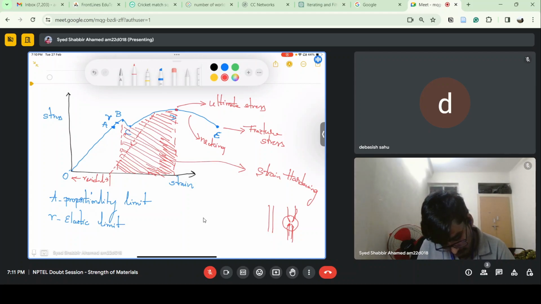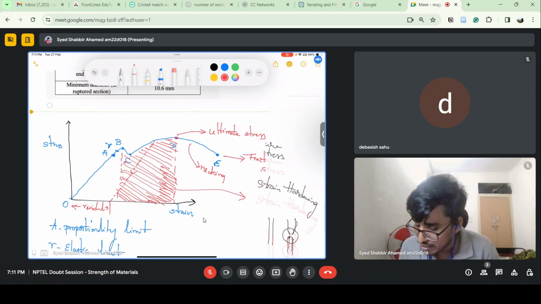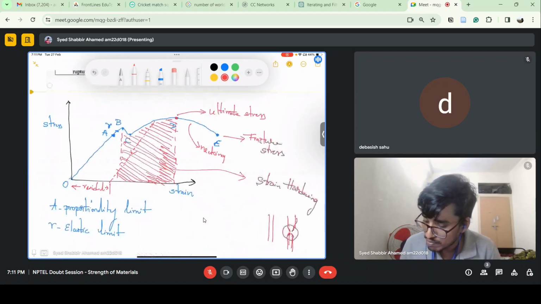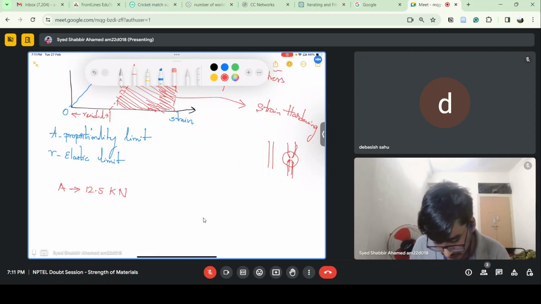So, what else? Okay, the ultimate stress point. Here he has given that the load at the proportionality limit is 12.5 kilonewton. So at this point, at point A, the load is given as 12.5 kilonewton. Remember, this is actually load, not the stress.